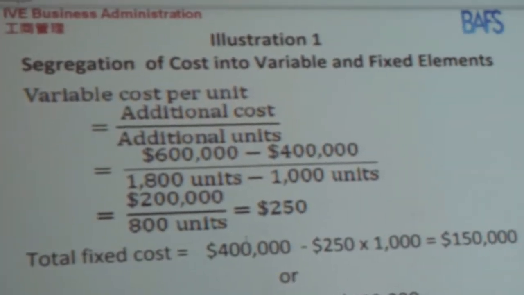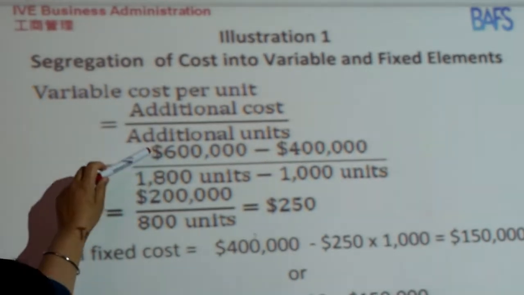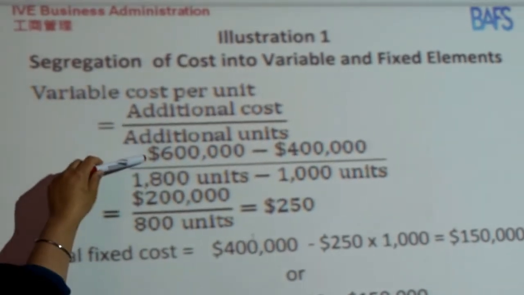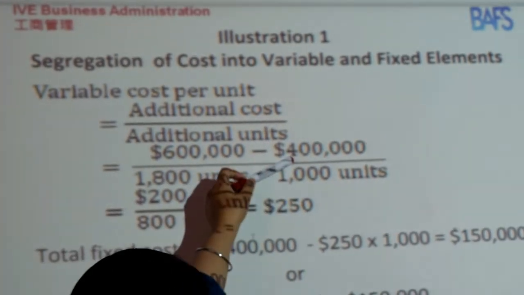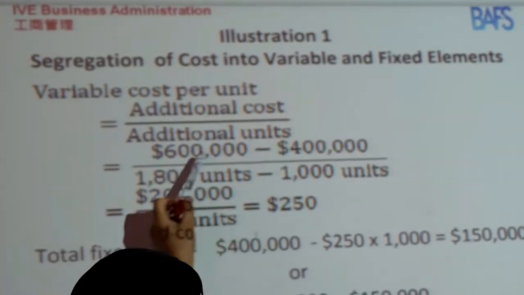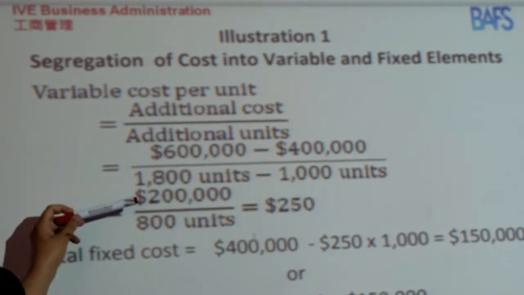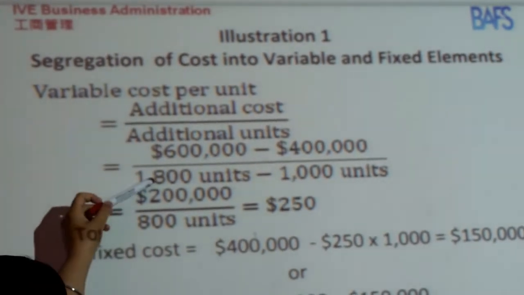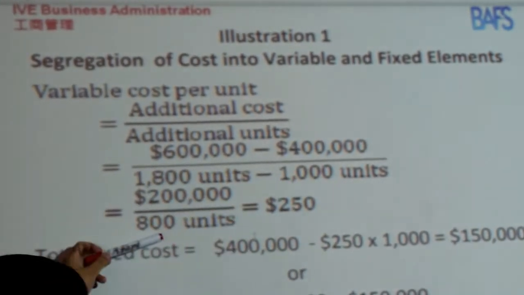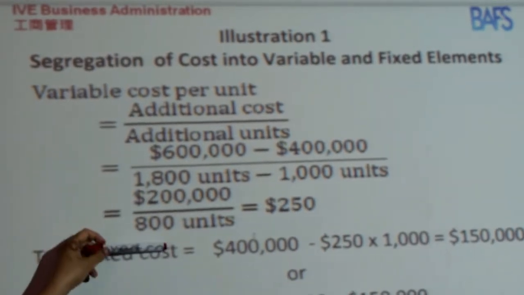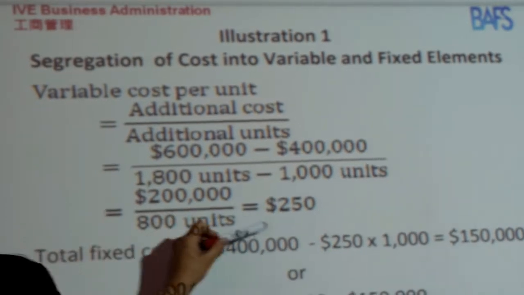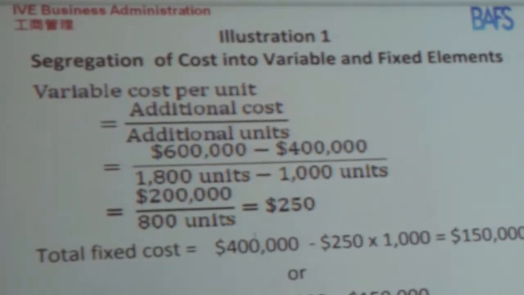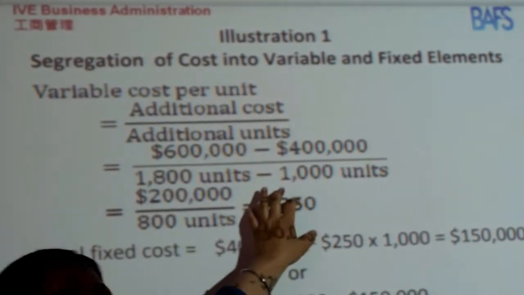we said that in 1800 units, we have incurred 600,000. For 1000 units, we have incurred 400,000. If you take the difference, it's 200,000, and that 200,000 is used to produce the 800 extra units. If I divide them, I get the variable cost per unit. It's $250 per unit, but this is only the variable cost.